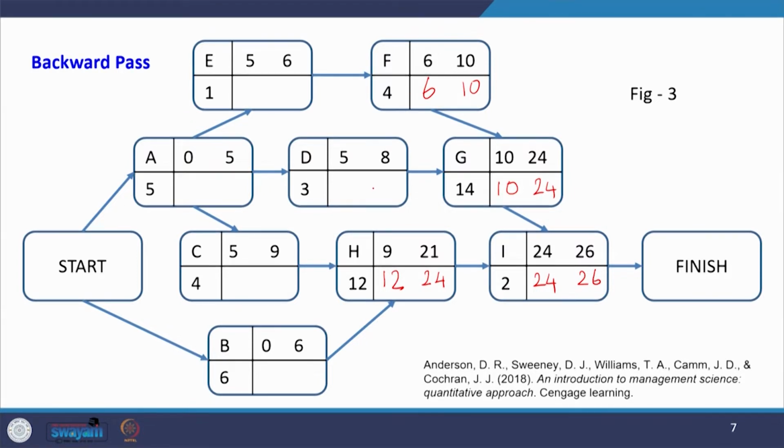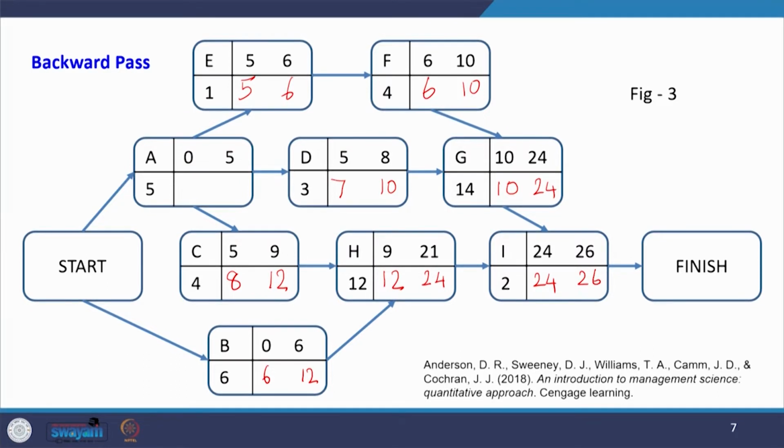Now, for activity D, the latest finishing time is 10. So, 10 minus 3 is 7. For activity E, the latest finishing time is 6, and 6 minus 1 is 5, that is the latest start time. For activity B, the latest finishing time is 12, and 12 minus 6 is 6. For activity C, the latest finishing time is 12, and 12 minus 4 is 8.